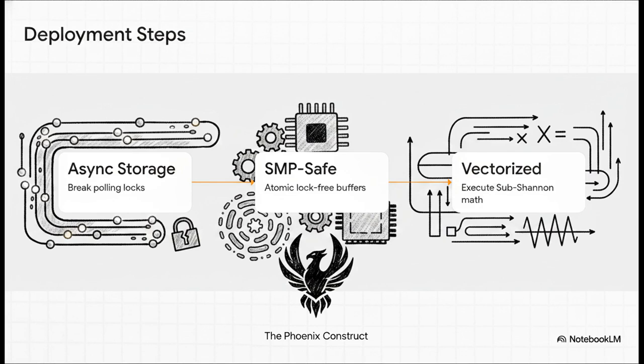Now, to actually move from our legacy architectures to the Phoenix construct, developers have to follow a very specific deployment plan. Step 1. You build an asynchronous storage pipeline to break legacy polling locks. Step 2. You ensure SMP-safe manifold synchronization using atomic lock-free buffers. And step 3. You execute vectorized sub-Shannon math. Following these precise steps is exactly what unlocks real-time kinetic storage and SIMD hardware acceleration.